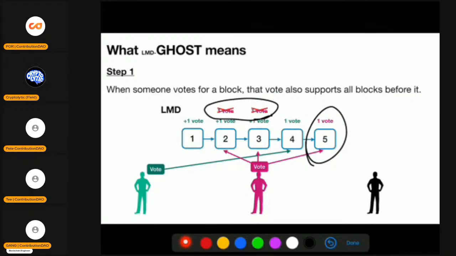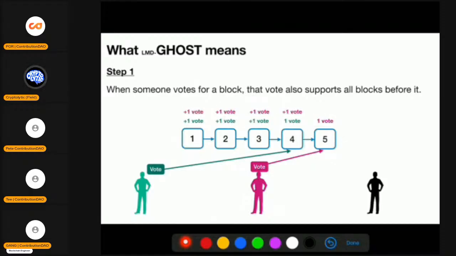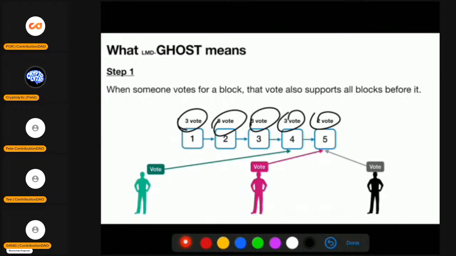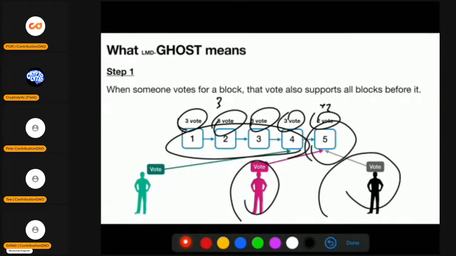But when you use GHOST, this vote is going to be a vote for the past blocks as well, and the same for the other guy here. And then when you calculate the weight, you will get something like this: 3, 3, 3, 3, and 2. Because this one gets 2 votes, and the rest of them get 3 due to this guy's and this guy's vote for this block. Now, this one is only step 1.